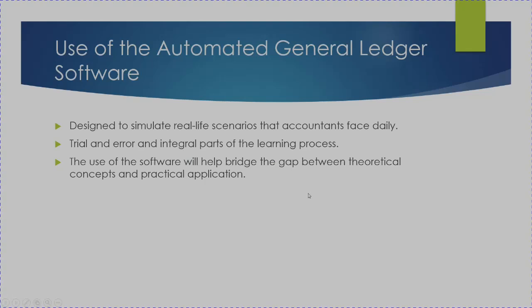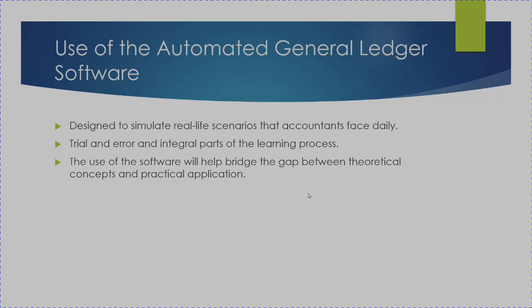Now, the use of the automated general ledger software system is designed to simulate real-life scenarios that accountants face daily. So you're going to be able to apply all of the knowledge that you've gained from chapters 1 through 6 as if we were at a workplace processing payroll for a company. Trial and error are integral parts of the learning process, so don't feel discouraged if you make a mistake. Part of the learning process is to fix that mistake, and you are only going to be able to do that if you understand what you're doing manually. So that's why we teach you the manual process first.